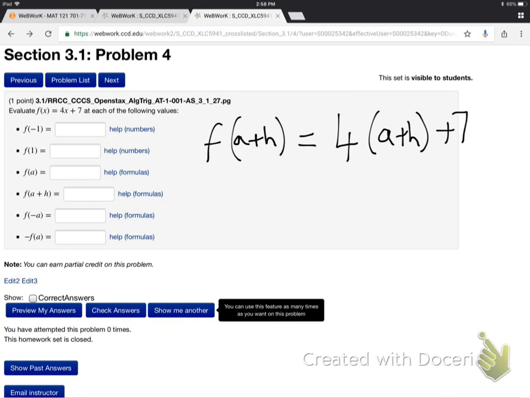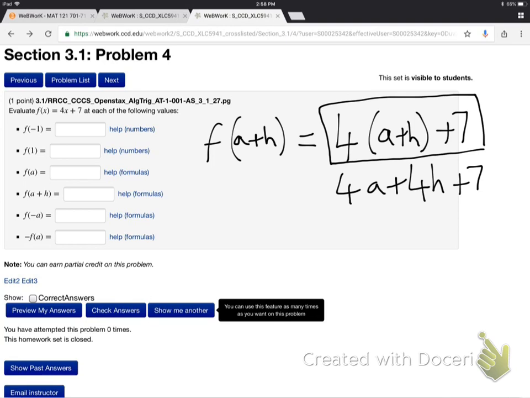Now actually, WebWork will accept that. I mean, if I ask you to do the distributive law, that's 4a plus 4h plus 7, but I think you're fine doing that.